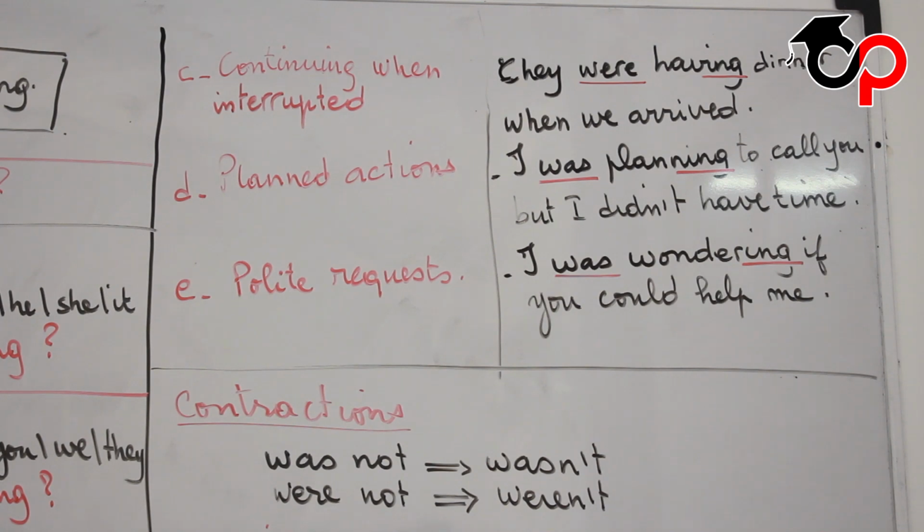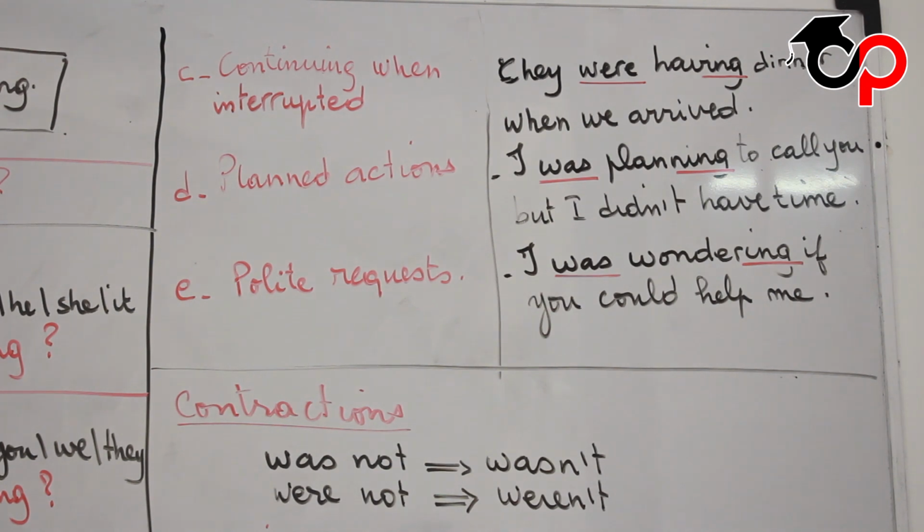We can also use the past continuous at some point in the past, when you are thinking or planning to do something. In this example, I was planning to call you, but I didn't have time. I was planning, but I didn't do it because I had no time. Okay?